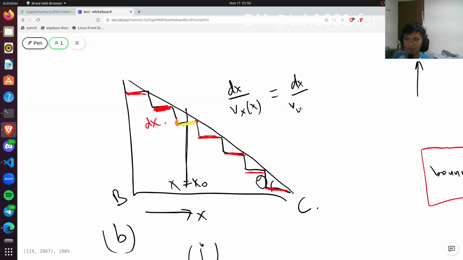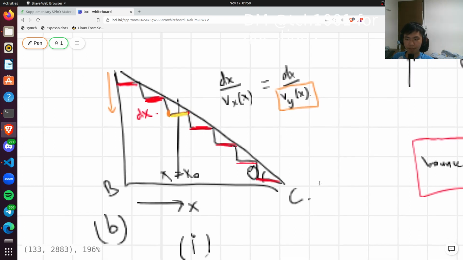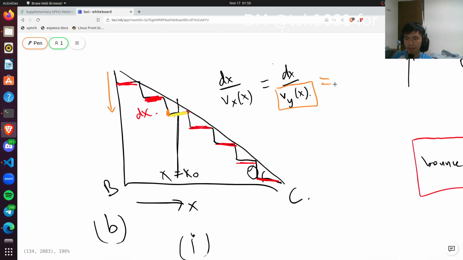And why do I want Vy? It's because Vy is a function of x, right? This Vy, which is the orange one, is going to be easier to calculate using conservation of energy. Okay, so Vx, we don't have an expression for it, but we know what Vy is because we can use how much distance it has traveled down, and then we can use conservation of energy from there, right? So this quantity over here is how much time it requires to travel a particular small segment dx.